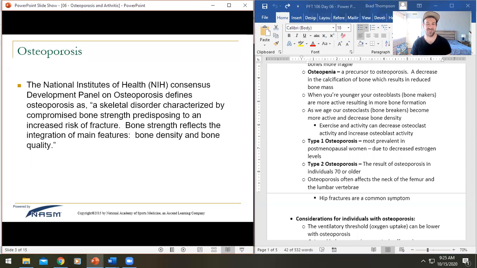The National Institutes of Health consensus development panel on osteoporosis defines osteoporosis as a skeletal disorder characterized by compromised bone strength, predisposing to an increased risk of fracture. What they're saying is, you have less dense bones, your bones are more likely to break and fracture. And so bone density is going to reflect your bone quality, right?